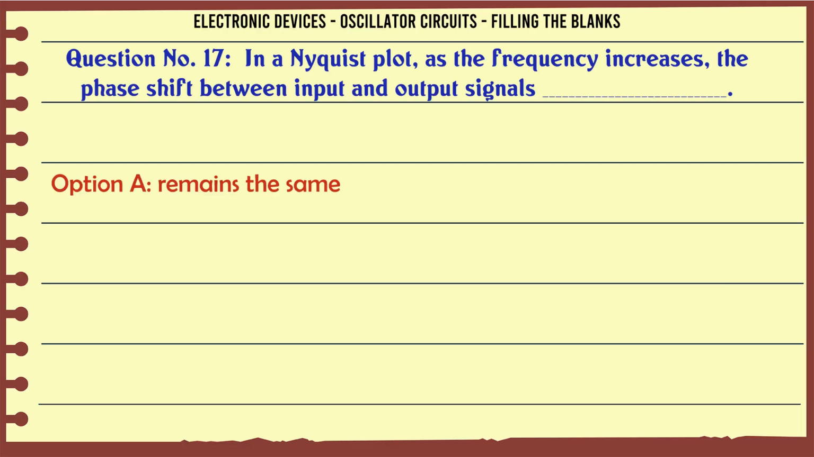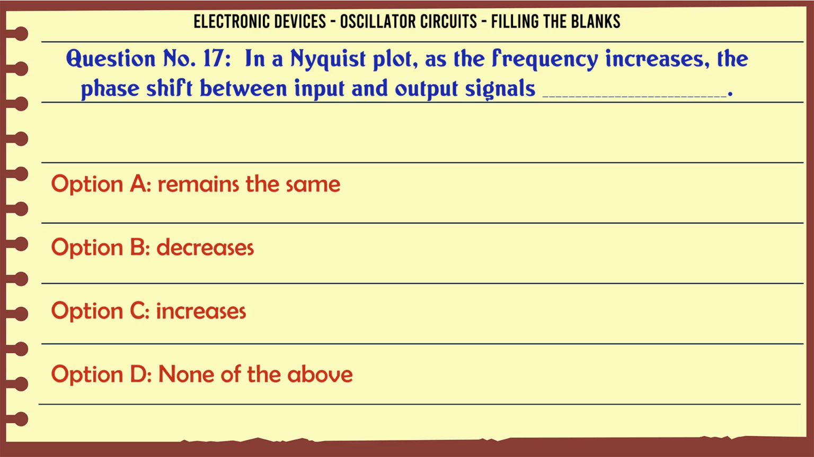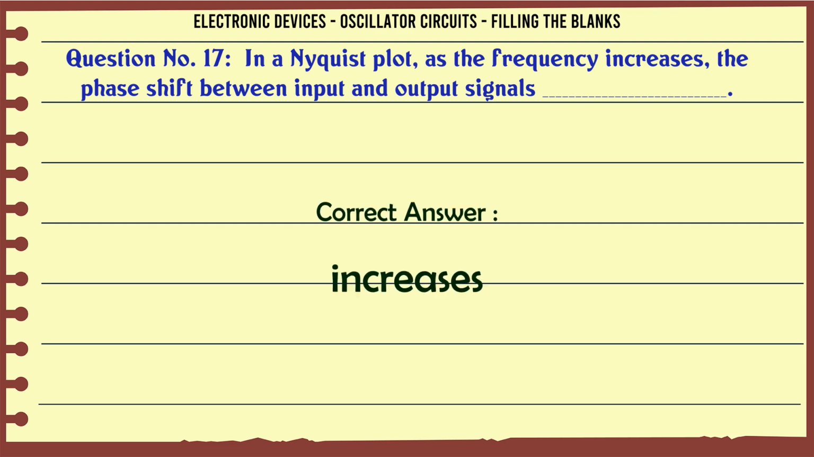In a Nyquist plot, as the frequency increases, the phase shift between input and output signals ___. A. Remains the same. B. Decreases. C. Increases. D. None of the above. The correct answer is increases.